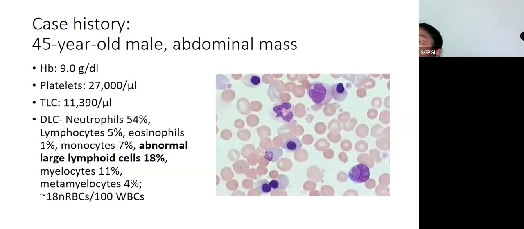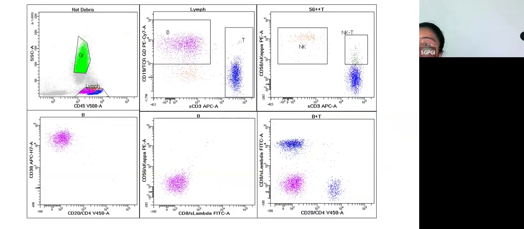So in this case history, you have a patient who had abnormal large lymphoid cells of about 18%. You can see one of them in this. In addition to that, there was a leukoerythroblastic blood picture. So now flow was performed. The same gating strategy. Here B cells are magenta. And if you have a look at this, you realize that CD38 is very, very brightly expressed, but there is no CD20. Do you think that is normal?